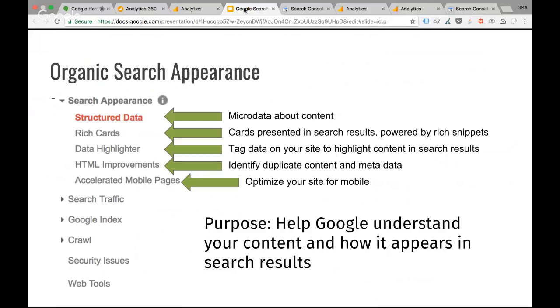Accelerated mobile pages, this is optional. This is simply if you're looking into how do you better optimize your site for mobile. There's a concept called AMP. We're not going to be talking about that. We don't recommend you do one way or the other. This is just an option. It's really up to what you're trying to achieve on your website and how you want to do that. So really the search appearance section here overall is to help Google understand your content and how it appears in search results.